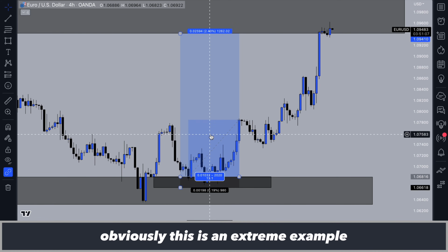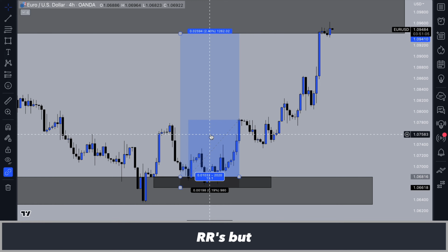Obviously, this is an extreme example. They won't always be this good risk rewards, but this is the kind of thing that you can be looking for and you can be getting.